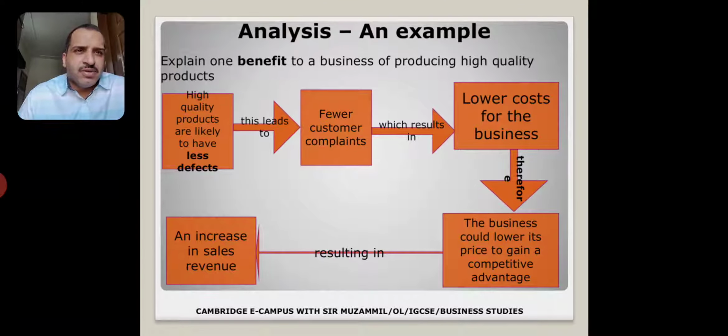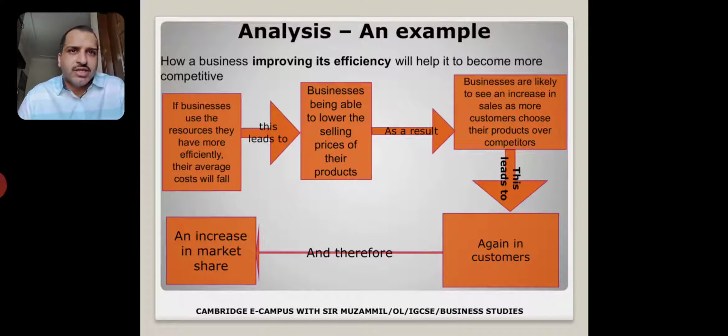I give an example. Explain one benefit to a business of producing high quality products. You see one point: high quality products are likely to have fewer defects. This leads to fewer customer complaints, which results in lower cost for the business. Therefore, the business could lower its price to gain competitive advantage, which results in an increase in sales. So this is a very comprehensive analysis. See how different words are interconnected with each other. So I give you another example.